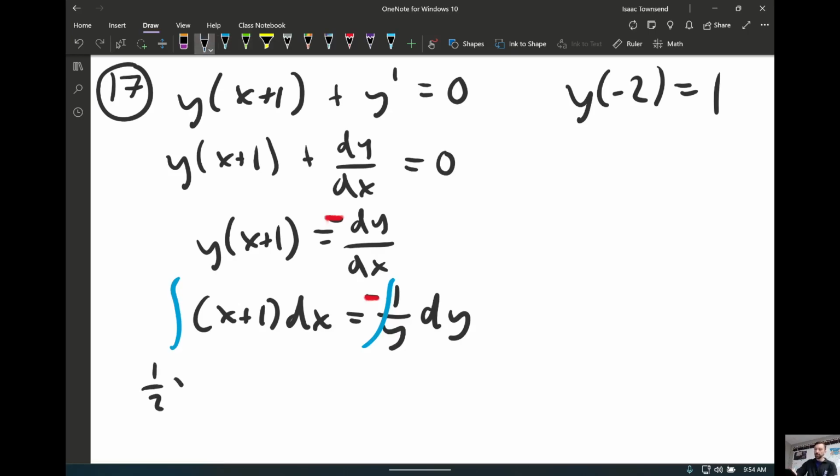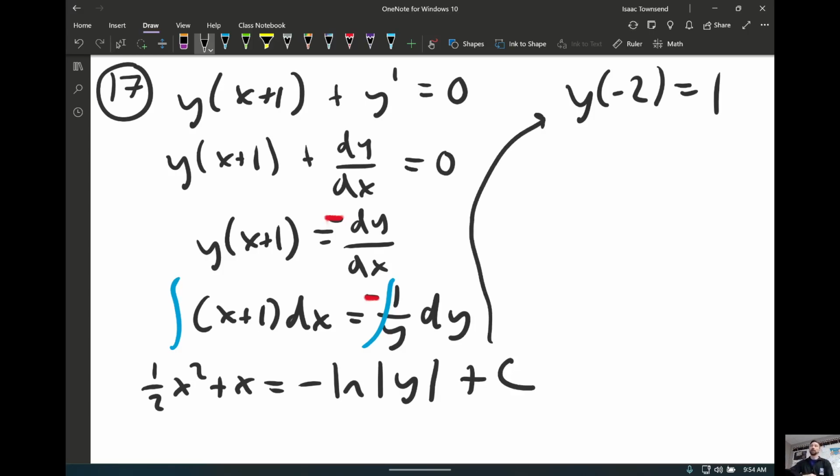This would be 1/2 x squared plus x equals negative natural log absolute value of y plus c. We've got enough information to actually solve for c, so we need to do that. If I plug in 1 for y, this goes to 0. The natural log of 1 is 0. That's come up several times today. Make sure you write that on the top of your paper if you don't remember that.